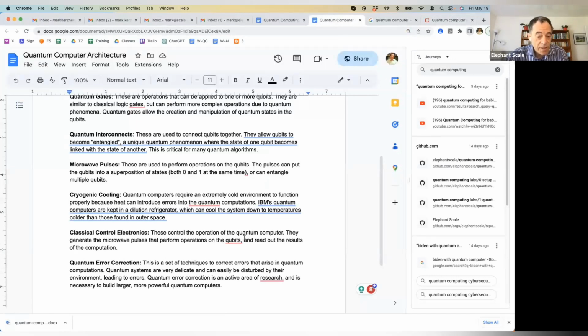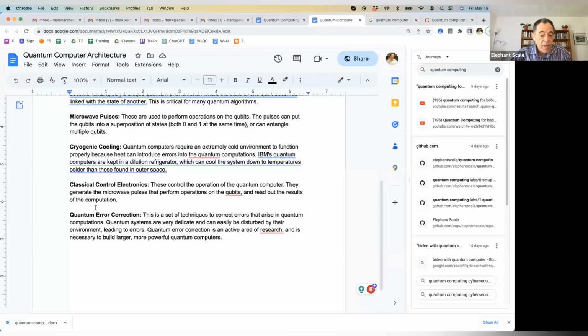Classical control electronics. After all, you need to start with certain input data, and you need to finish with the result. So that's where the classical control electronics comes in, and it measures what the qubits are. After it measures, we know that qubits are no longer in a superposition. They're no longer able to do what they like to do. That's called collapse.